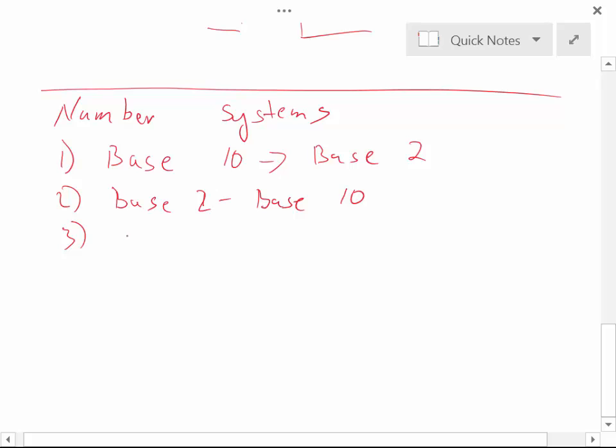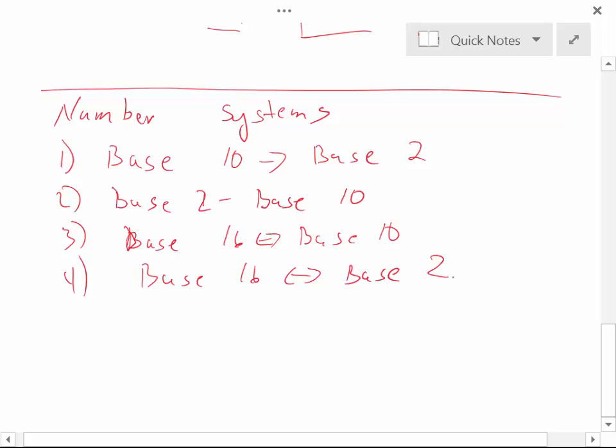3, I will expect you to know base 16 to base 10, and vice versa. I may as well just show the arrow going both ways. And 4 is base 16 to base 2 and back and forth. Obviously, it's a 1 hour, 30-minute test, so not all of these are going to be there.